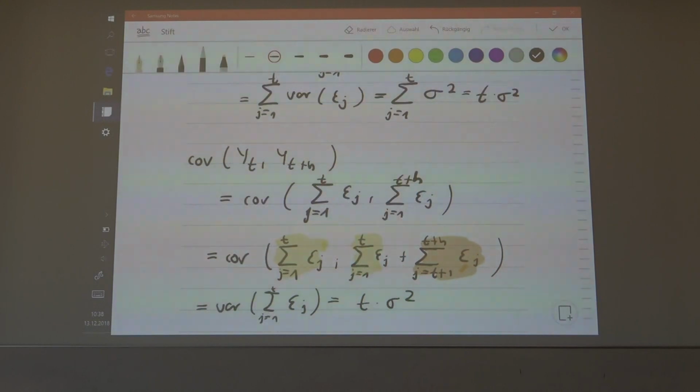As you can see, the autocovariance is also time dependent. I have to add that h must be greater than 0, because if h is not greater than 0, then this split does not hold, obviously. Then you would get something else.